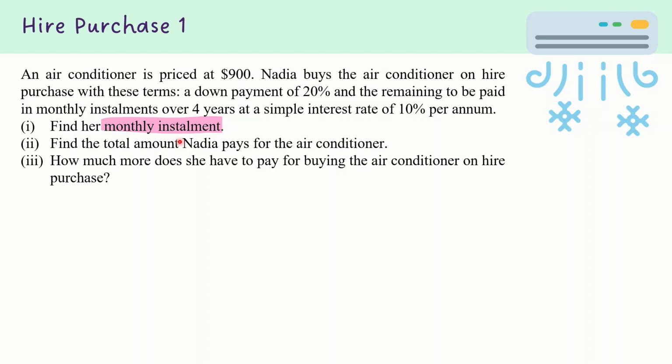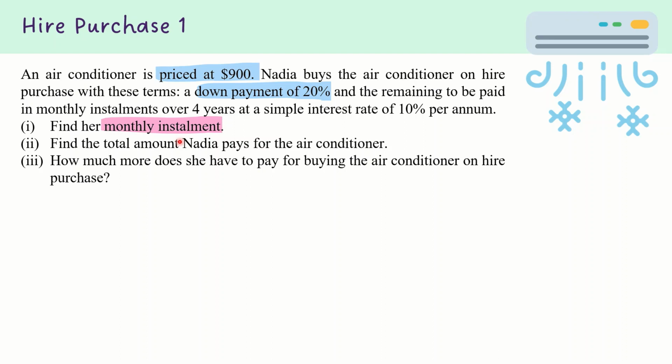Going back to the question itself, we try to identify the important information that will help us find this monthly installment. The very crucial thing is that the air conditioner is priced at $900, and that is the selling price.